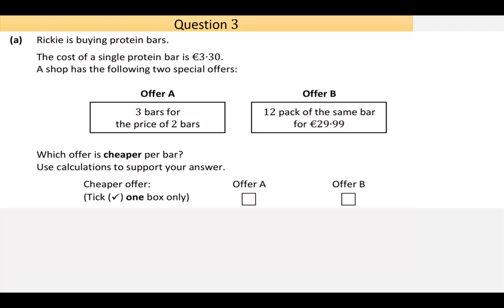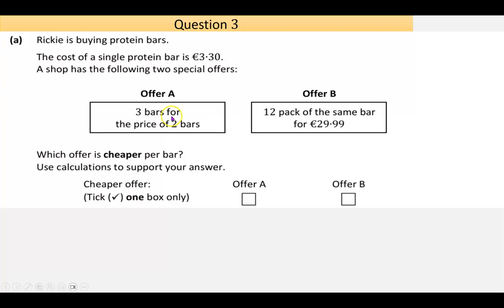So, question 3 here, I don't know what the marks are for each part. The marking scheme isn't published yet, but we'll read through it. It says Ricky is buying protein bars. The cost of a single protein bar is €3.30. A shop has the following two special offers.